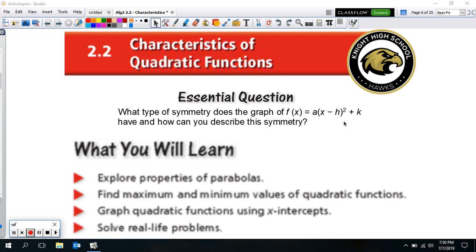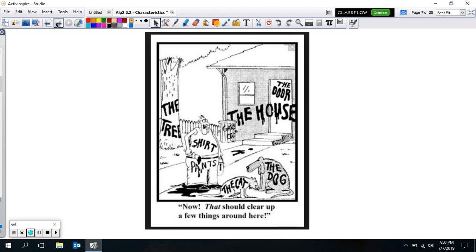But we're going to be looking at two other forms as well, standard form and intercept form, in this lesson. And the characteristics, we'll see some properties of parabolas, maximum and minimum values, and things like that. Alright, before we get there, let's go ahead and look at a little video.